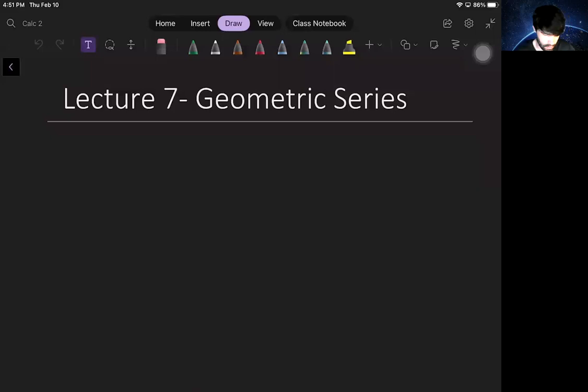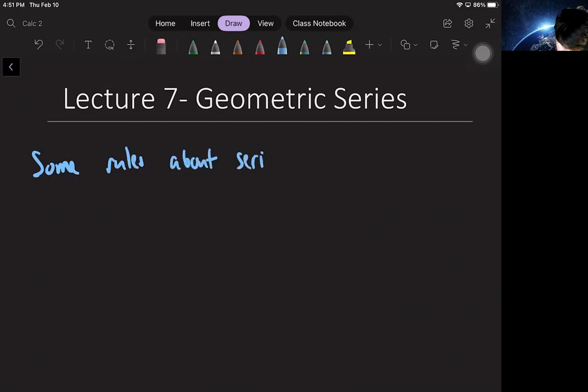Today we are talking about geometric series. We might do more, depends how long it takes. But first, we're actually going to talk about some rules that work for series in general. So these come in handy. And then after that, we'll talk about the title, which is the geometric series. Okay, so here are some rules.